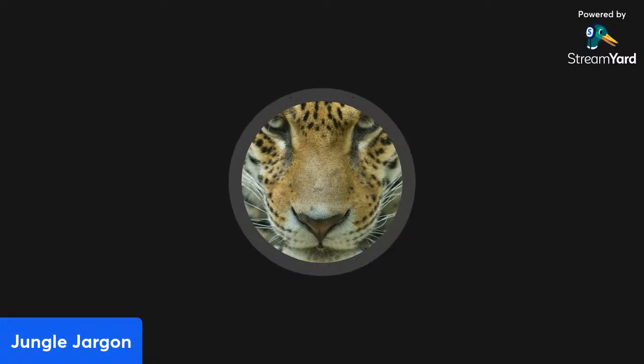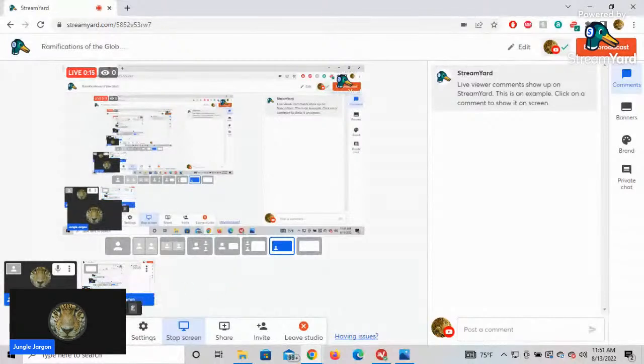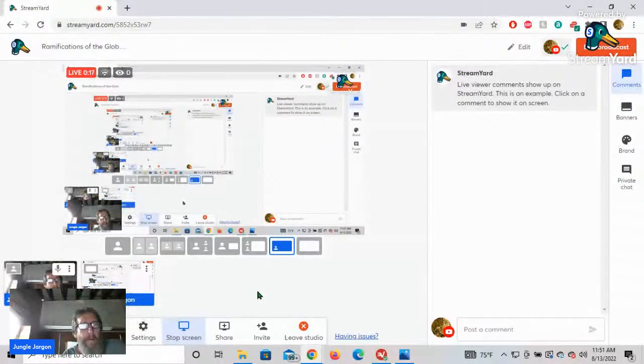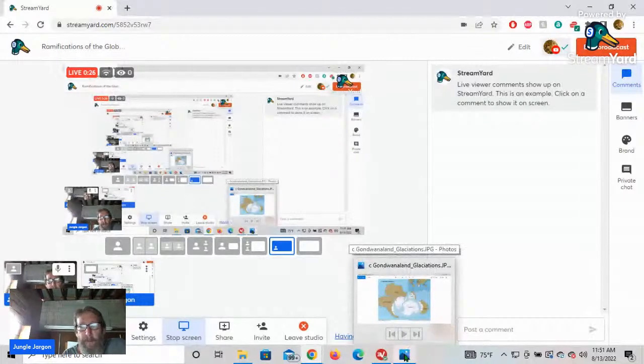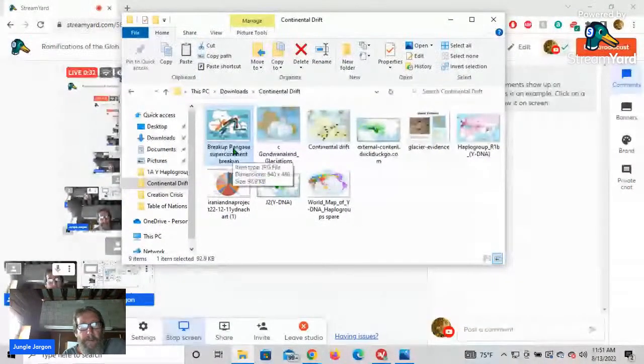Some people were requesting that I explain the continental breakup, and since I haven't done that in a while, I figure I might as well go ahead and show some of the evidence for the breakup of the continents here. So let me just go ahead and start with this one here.